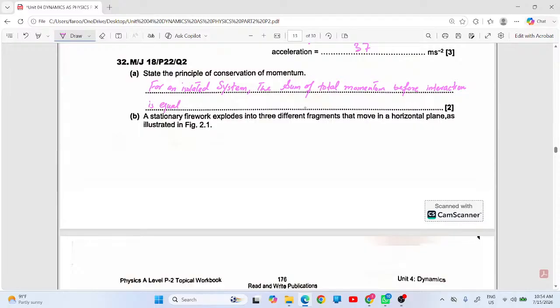Equal. The sum of total momentum of a system of bodies is called constant. Write it like this: the total momentum of the system, or the sum of total momentum before, or the sum of total momentum after. The sum of total momentum before interaction equals the sum of total momentum after interaction.